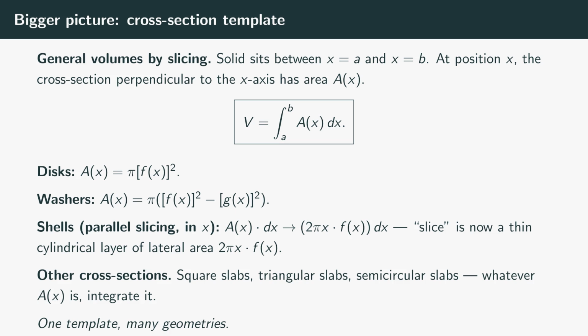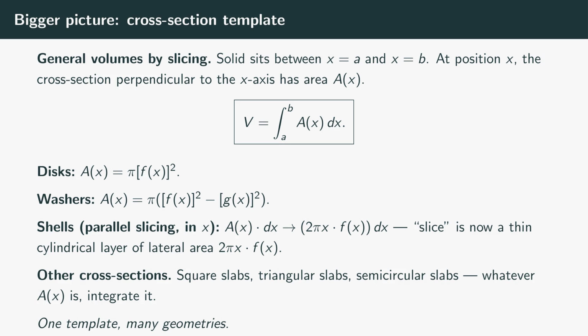And the template extends beyond rotational solids. Suppose you have a solid that isn't a solid of revolution at all. Maybe its cross-sections at position x are squares of side s of x. Then A of x equals s of x squared and V equals the integral from a to b of s of x squared dx. Maybe the cross-sections are equilateral triangles of side t of x. Then A of x equals the square root of 3 over 4 times t of x squared. Maybe semicircles. Whatever shape, you write down its area as a function of x and integrate.